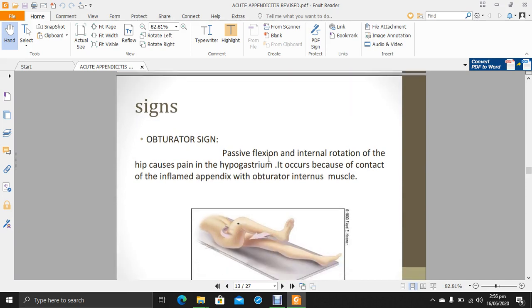Obturator sign. So passive flexion and internal rotation of the hip causes pain in the hypogastric region. It occurs because of contact of the inflamed appendix with the obturator internus muscle.